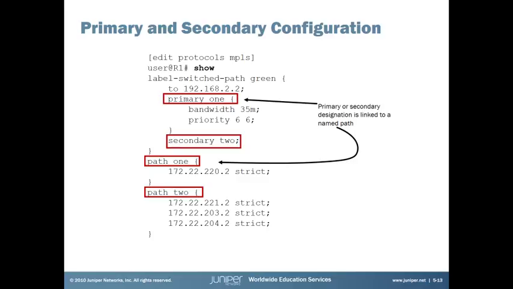Okay, so what have we discovered? We can have a primary path, we can have a secondary path, we can have more than one secondary path as well. We also discovered that the default behavior is if our primary path fails, we'll fail over to the secondary, but then try and re-establish the primary and revert back to the primary.